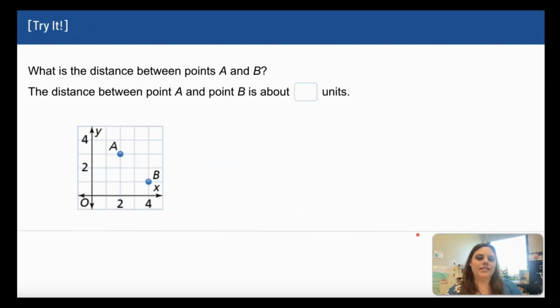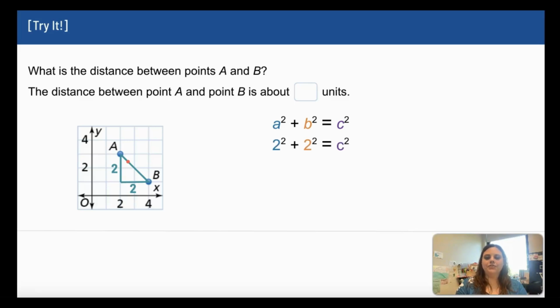You try. What's the distance between A and B? Make sure you put in a triangle, find the lengths, and calculate the hypotenuse. Try this on your own, then press play to see the answer. We'll use our Pythagorean theorem. Plugging in 2 and 2 for A and B, we get 4 plus 4, which is 8. The square root of 8, when we use a calculator, is about 2.8284. So the distance is about 2.8 units.